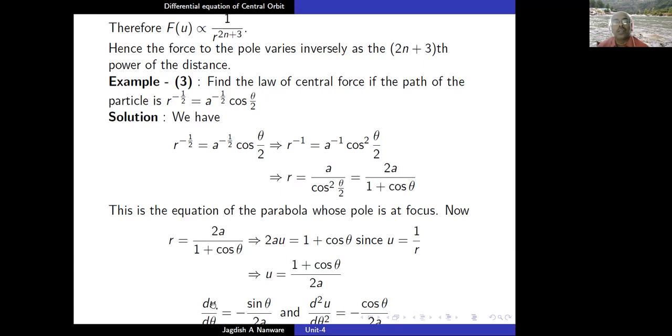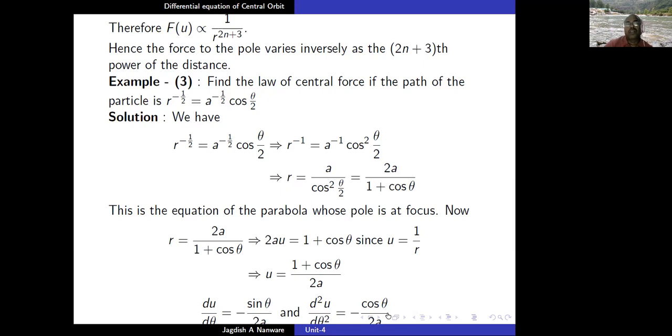So derivative of u is du by d theta. Derivative of 1 by 2a, here 2a is constant. So 1 by 2a into the derivative of 1 plus cos theta. So derivative of 1 is 0, derivative of cos theta is minus sin theta. And therefore we are getting first derivative as minus sin theta upon twice a. Now differentiate this again with respect to theta to get second derivative here. Minus as it is, derivative of sin theta is cos theta, right? 1 by 2a is constant. So this is the second derivative, which is minus cos theta upon twice a.